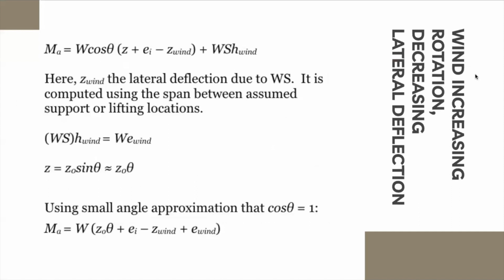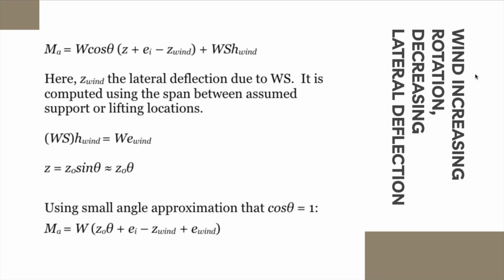We are given an equation at the top, and that is for our active moment. Here Z sub wind is the lateral deflection due to Ws. It is computed using the span between the assumed support or lifting locations. And then by using the small angle approximation that cosine theta equals 1, we have a new active moment equation.